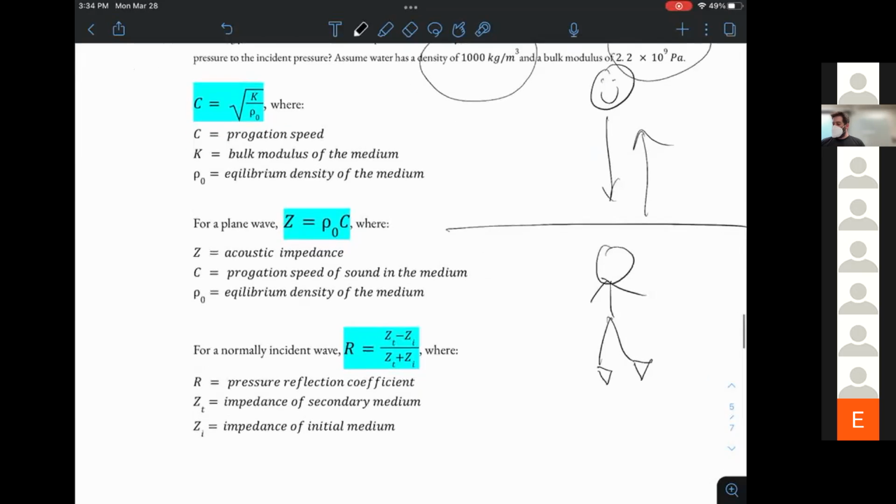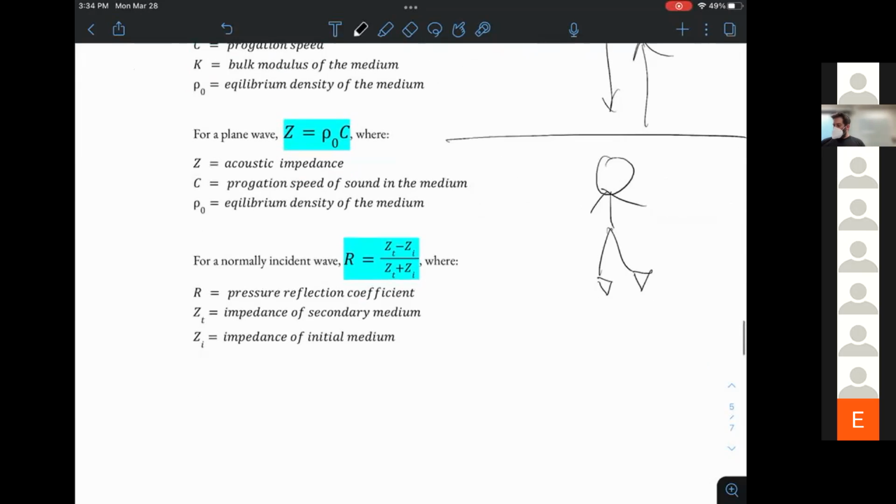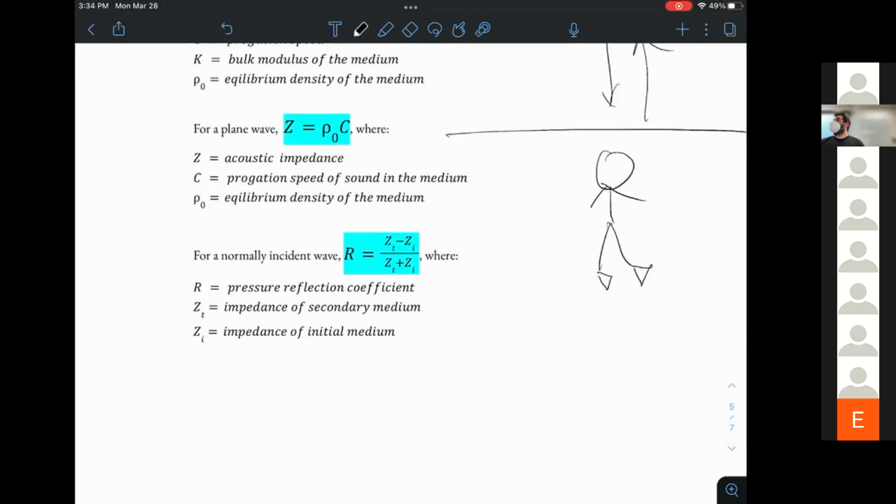You need to know an impedance, Z equals rho naught times C. So once you have that C, you can find a Z. You need it for both water and air. And then we have a reflection, the pressure reflection coefficient is what that's called. And all we need for that is the impedances of the two mediums. I wrote it ZT and ZI in the notes. I think it's Z2 and Z1. I did T for transmission, so that would be water, and I for incident, and so that's going to be air.